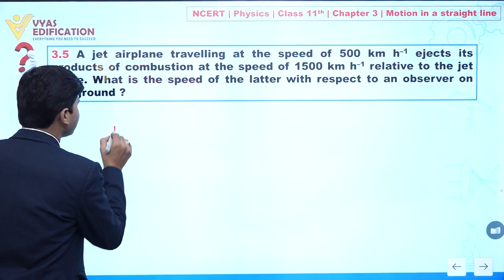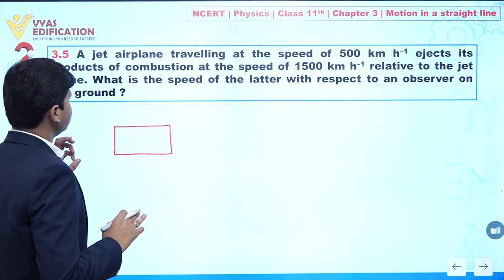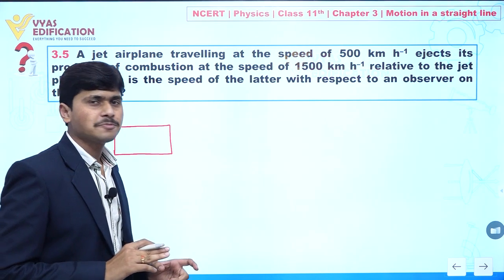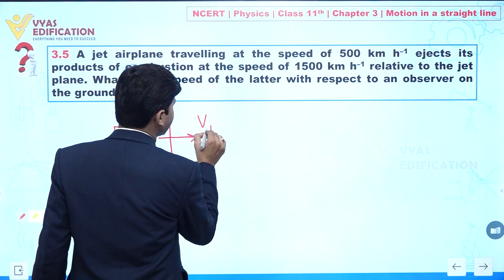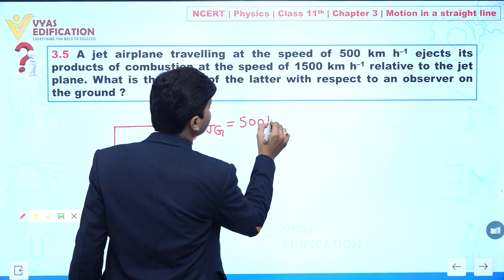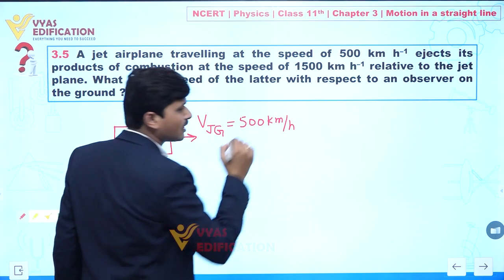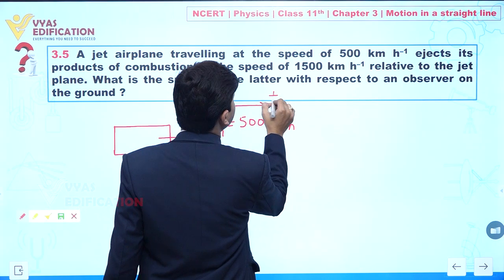Now let's suppose this is an aeroplane. Now this jet aeroplane is traveling at a speed of 500 km per hour. So this is the velocity of the jet with respect to the ground. This is given to you, 500 km per hour. And let's suppose I am taking this direction as the positive x direction.